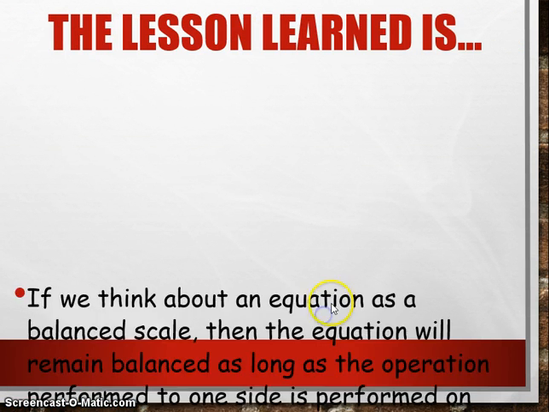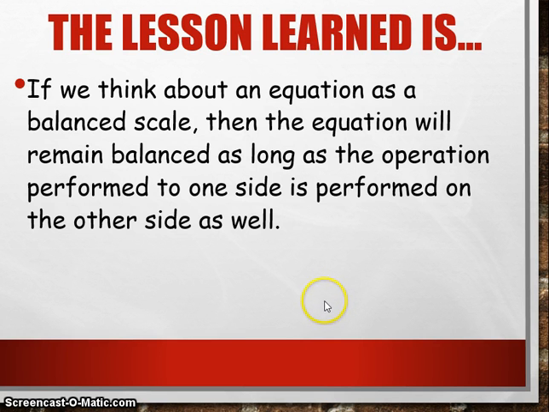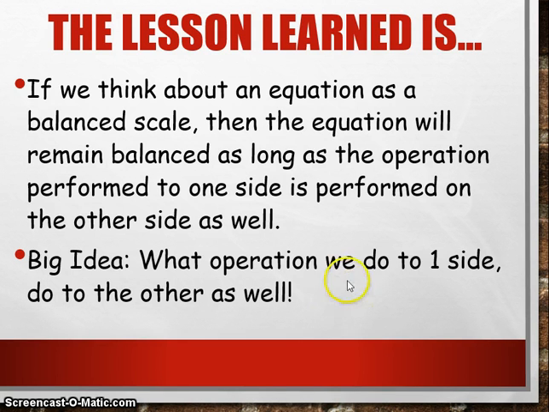So the lesson we just learned in those last 4 examples is, if we think about an equation as a balanced scale, then the equation will remain balanced or equal in value as long as the operation performed to one side is performed to the other side as well. So if you summarize that as a big idea, what operation we do to one side, we have to do to the other as well.